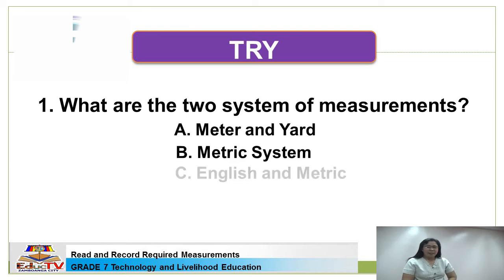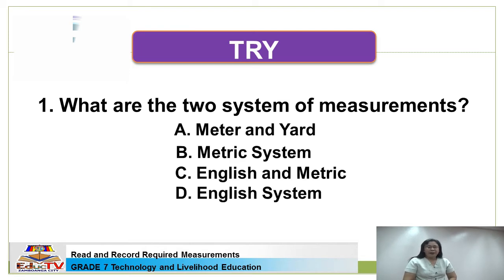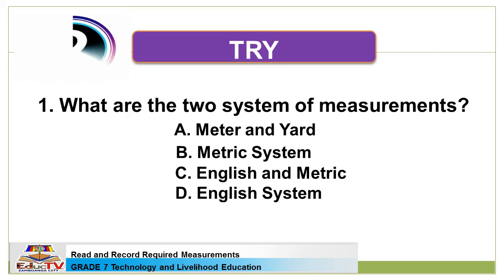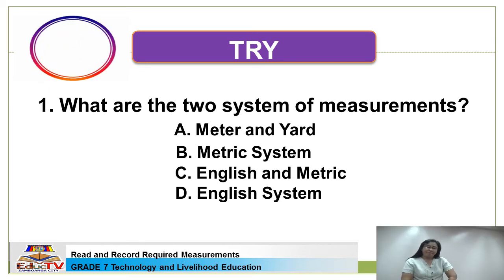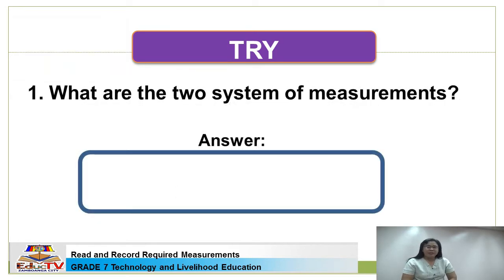Let us try this. You will be given 5 seconds to answer each question. For number 1, what are the two systems of measurements? A, meter and yard. B, metric system. C, English and metric. D, English system. Great! The correct answer is letter C, English and metric.